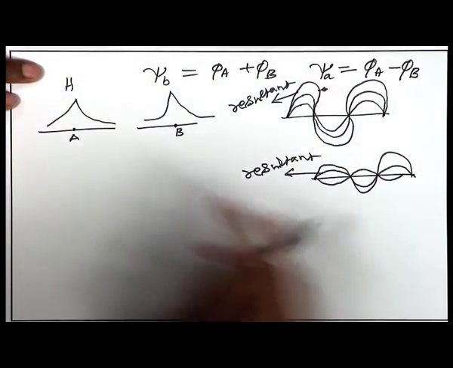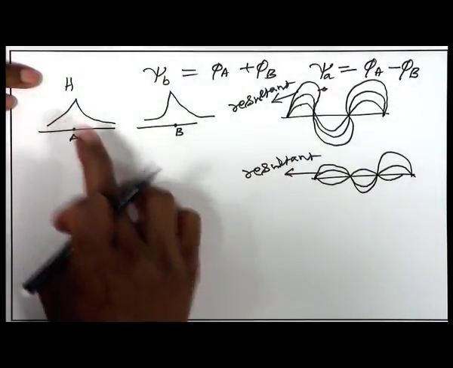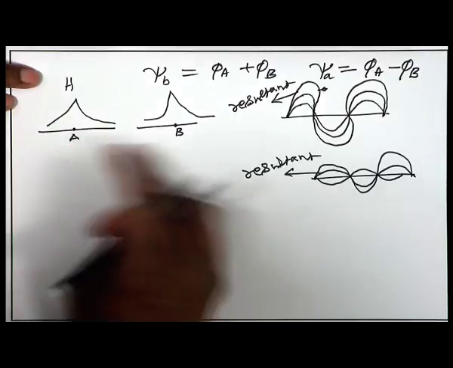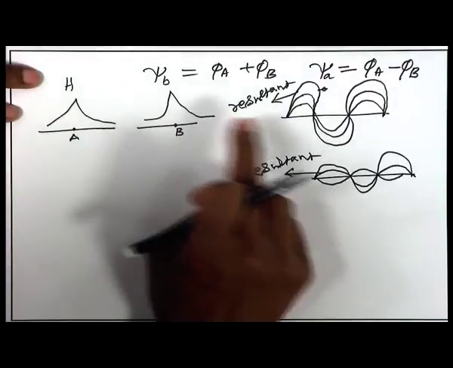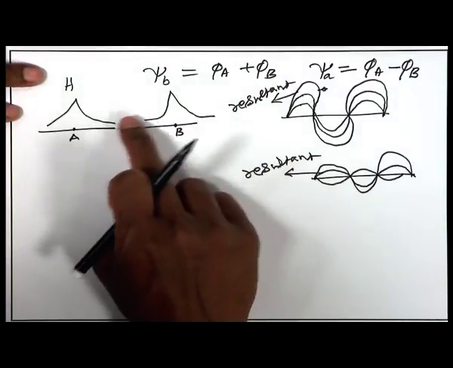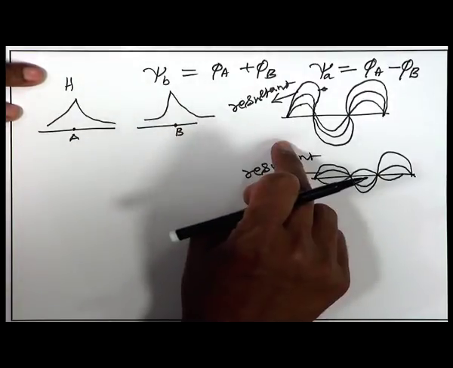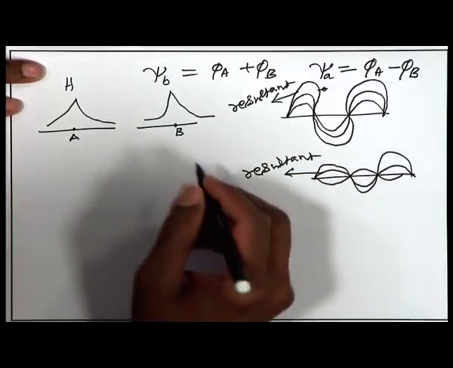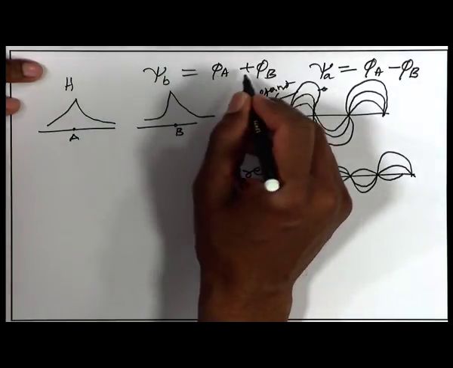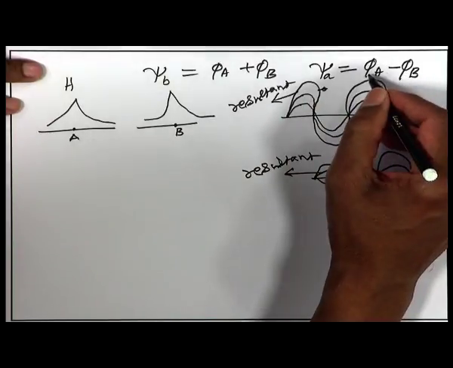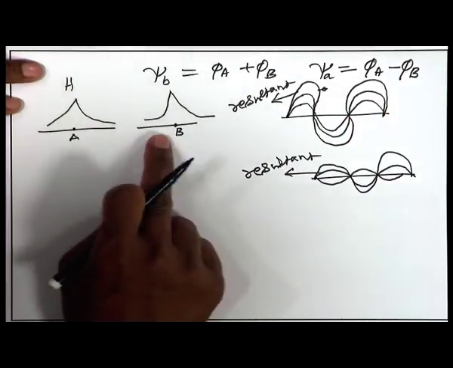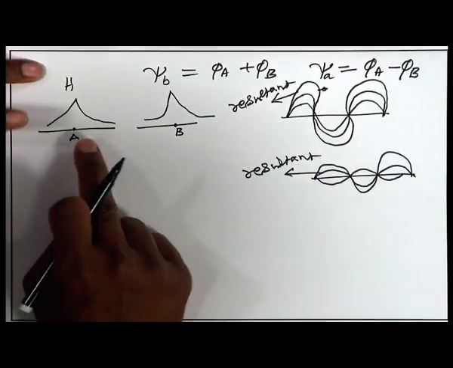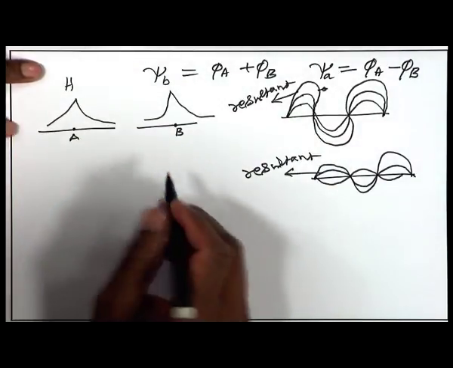In the same way, this is one wave function describing atom A, hydrogen atom A, and this is another wave function describing another atom B. When they combine, they can interfere constructively as well as destructively. So, you can write phi A plus phi B as well as phi A minus phi B. When they interfere constructively, it looks like this.